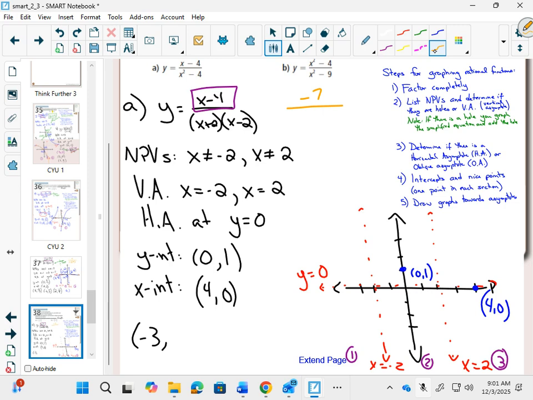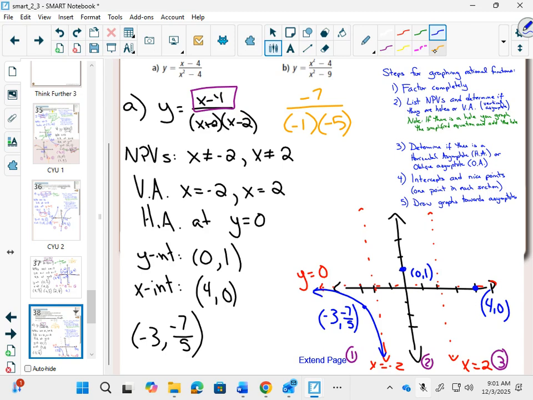That would be -7 if I plugged -3 into my first one. -3 plus 2 is -1. -3 minus 2 is -5. And so all those negatives will mean that fraction stays negative in the end, and I'll have -7/5. So I go to my graph, I label -3, -7/5, and I have enough information to finish that section.